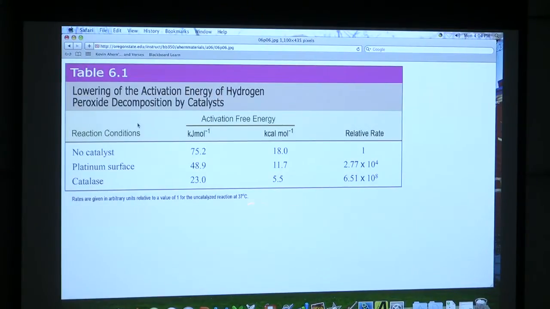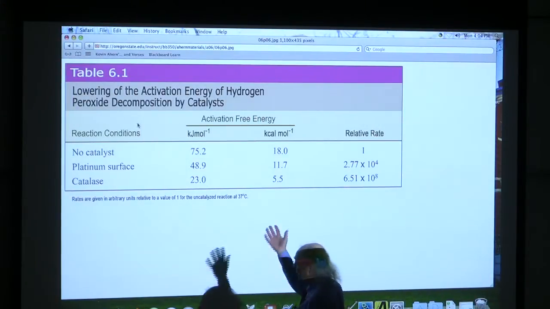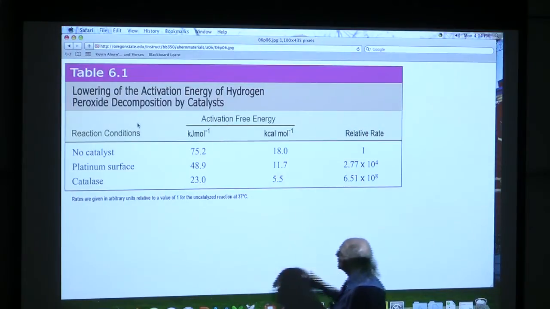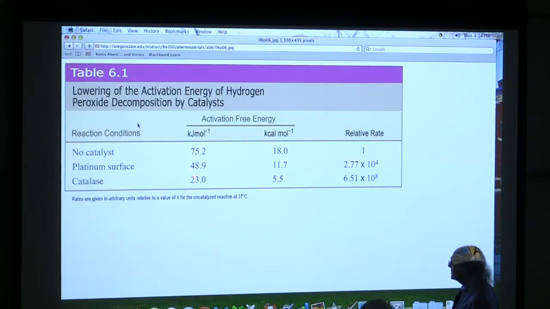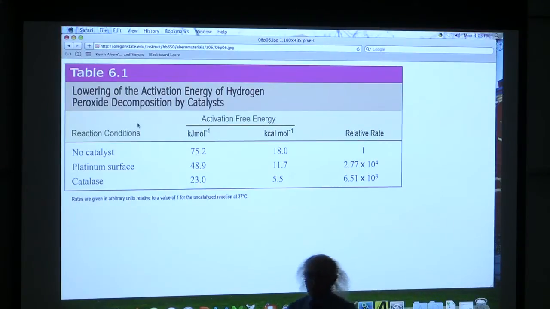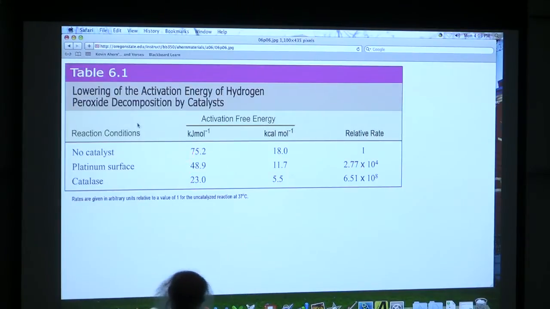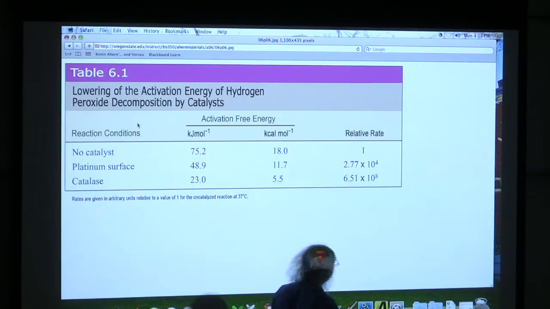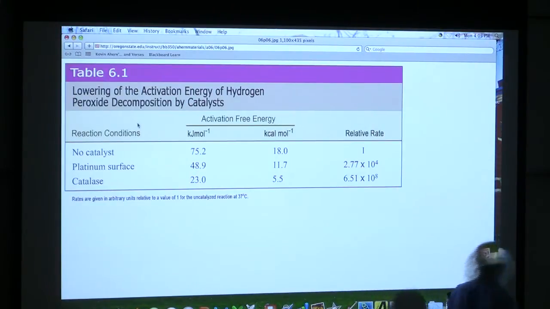Well, this particular table here has really little to do with the temperature, but it has a lot to do with activation energy. So we can actually compare the activation free energy, that is the energy it takes to get that reaction started, between, in this case, no catalyst, a platinum surface, and catalase. Catalase catalyzes the breakdown of hydrogen peroxide. And we can see that, of course, in each case the enzyme is lower. And that lowering of the activation energy has a dramatic effect.